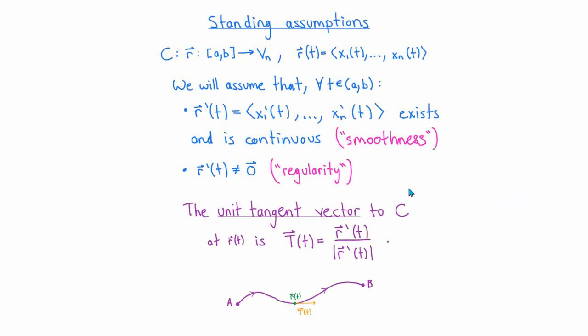Okay, before we leave this slide, if we assume that our curve is regular, that allows us to define the unit tangent vector to the curve at every point. The derivative r'(t) is a tangent vector to the curve at every point r(t) that points in the direction of travel.